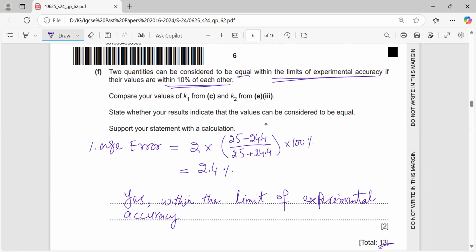Even if it is not mentioned, from the IGCSE point of view it's better that if your percentage error is less than 10%, which means your answer is above 90% accurate, you write yes, and then within the limit of experimental accuracy. If it was 24% after calculation, I was going to write no, outside the limit of experimental accuracy. But if the value of k1 is 25 and the value of k2 was also going to be 25, I was again going to write yes, and then they are equal. I'm sure this is very clear to you all.